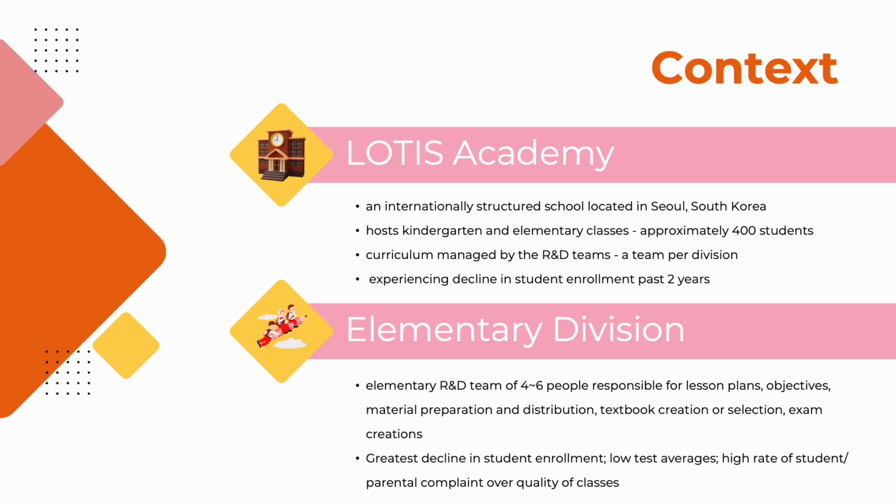Now, Lotus Academy is an internationally structured academy in Seoul. They offer classes for both kindergarten and elementary ages. Between the two divisions, there are approximately 400 students enrolled at this academy. Like most academies in Seoul, the curriculum is managed by their R&D team. Over the past 2 years, however, they have been experiencing a decline in student enrollment. The elementary division specifically has seen the most decline.